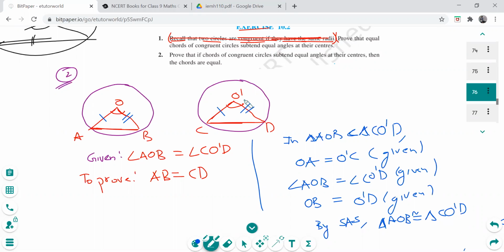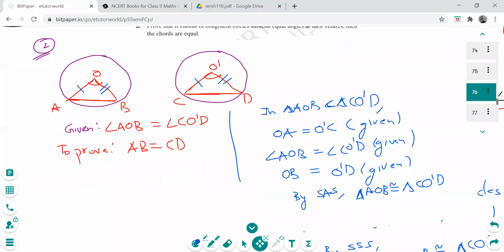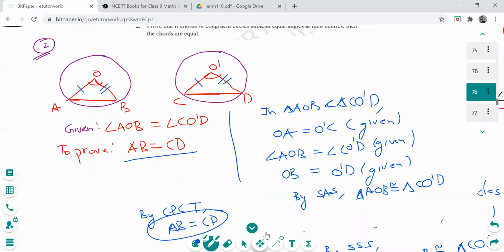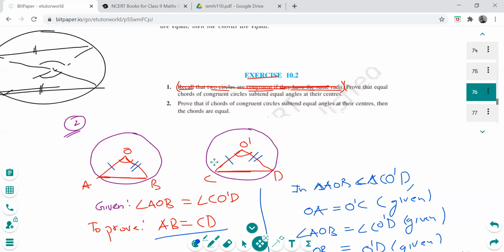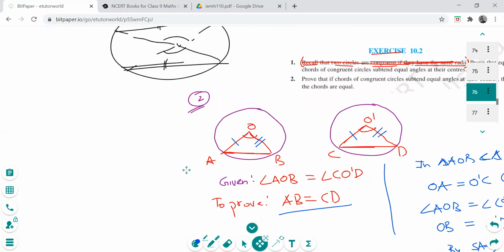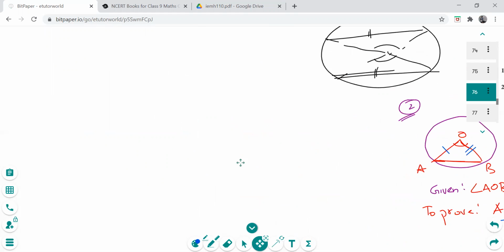Don't forget it's a dash. It's a different angle over here. So then by CPCT, don't forget to do the CPCT part. By CPCT, my AB side will be equal to CD, and that was the proof we needed, right? So is this clear? I think exercise 10.1 and 10.2 is really easy for you, right? There is no problem with that. So let's move on further.